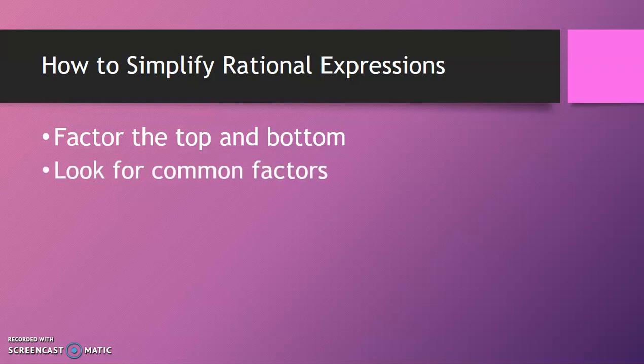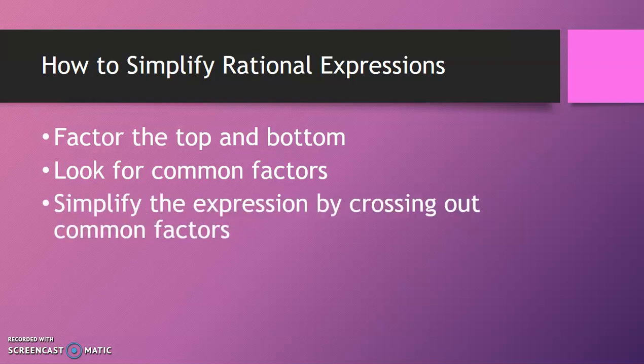Then what you're going to do is look for common factors. See if there's anything on the top and on the bottom that they share that you could get rid of. If they do have anything in common, simplify the expression by crossing out the common factors. Those would simplify to a 1, which really won't affect the problem at all. But just take note that if you happen to be able to cross out every single factor, your answer is not going to be 0, but it's going to be 1, because anything divided by itself is always equal to 1. Once you've simplified the expression, you're going to write the simplified form.